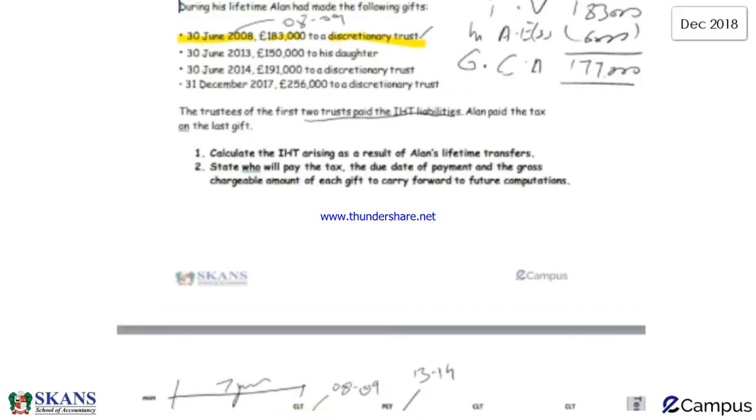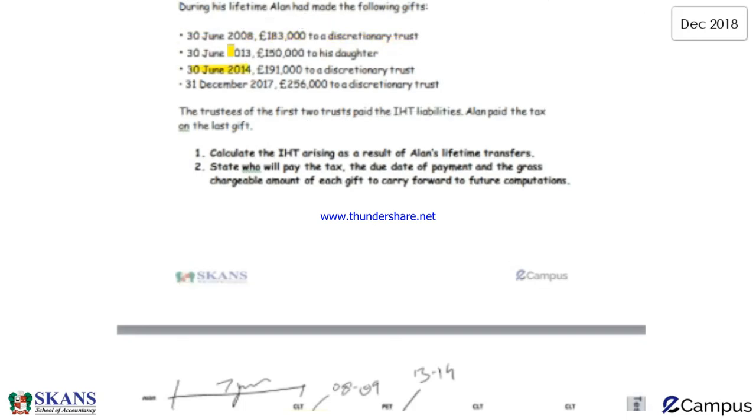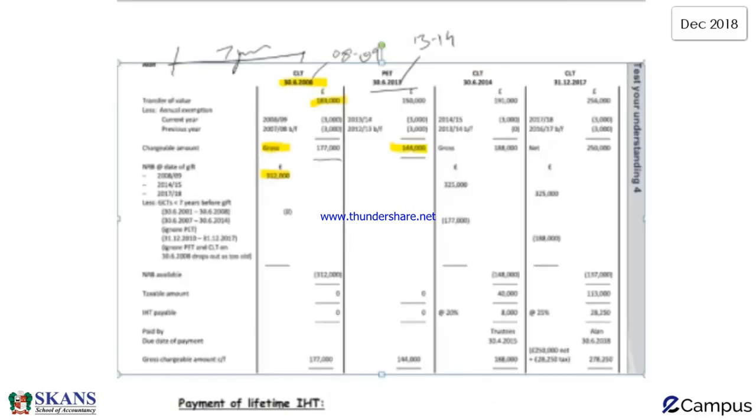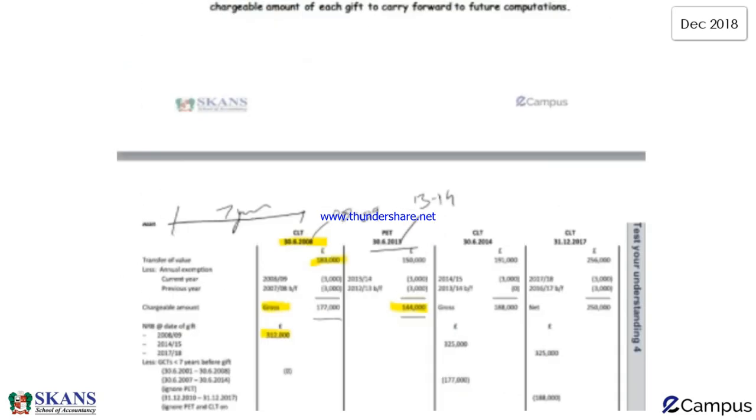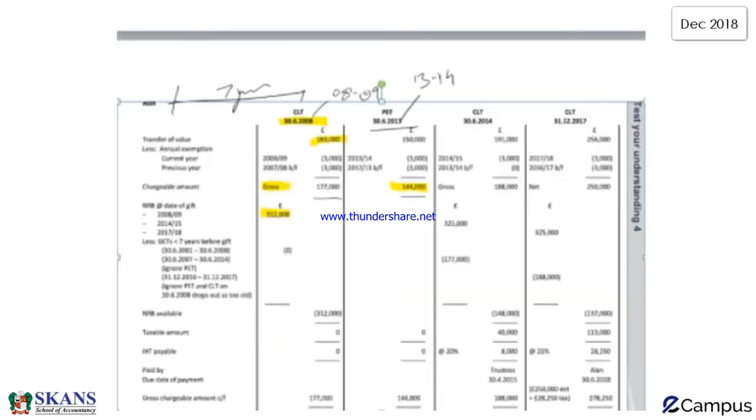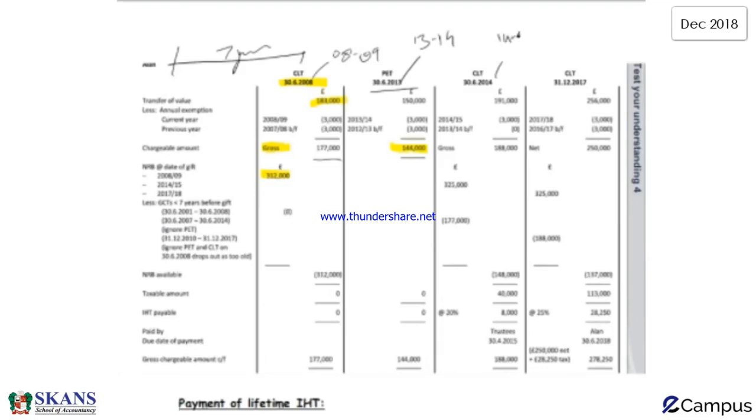Well, the next transfer was made on 30th of June 2014 of 191,000 to a discretionary trust, which will be considered as a CLT. Now, we should focus that this transfer is made on 30th of June 2014, which means the tax year would be 14-15. Now, we can see we had annual exemption of previous tax year. Now, in 14-15, we will have only one annual exemption. And so, the chargeable amount is 188.